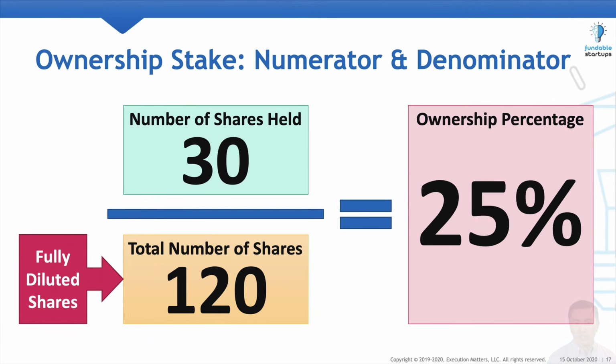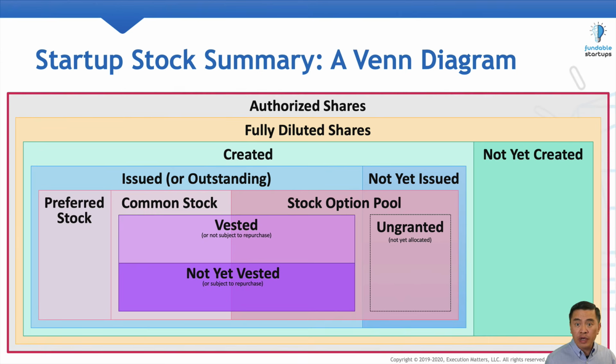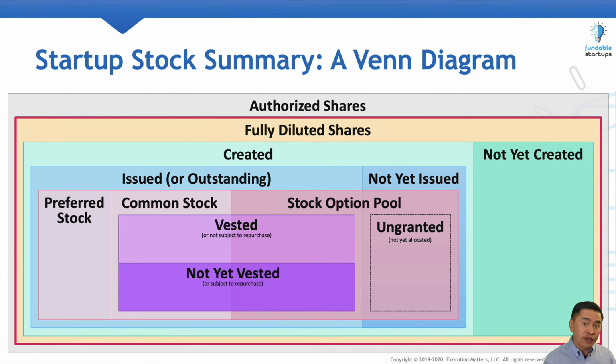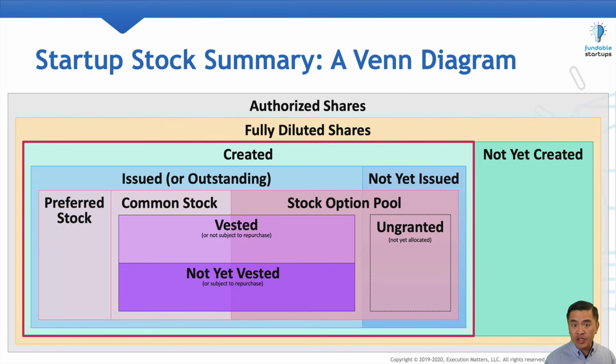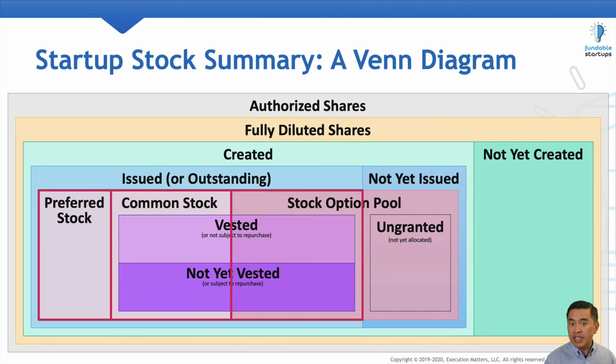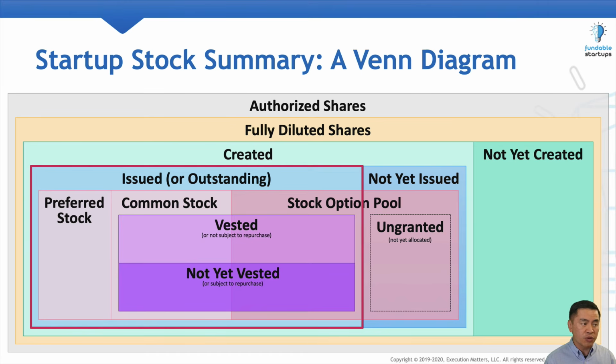So to summarize, the authorized shares are the total number of shares the corporation is able to have. Then you have the fully diluted shares, which represents all the shares that have been created or could be created from all outstanding contractual obligations. The created shares include the preferred stock, the common stock, and the stock options that have been granted. Together, these three represent all of the issued stock.